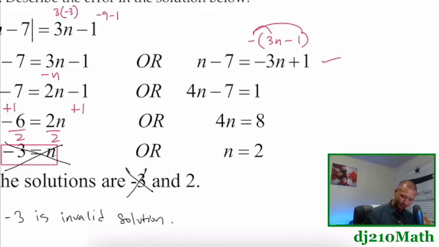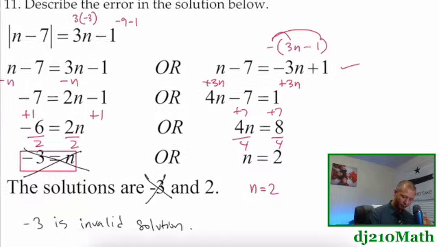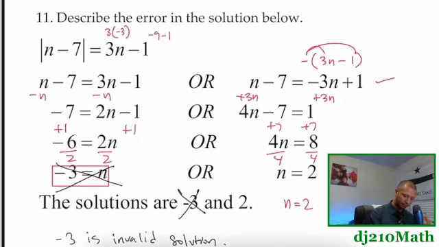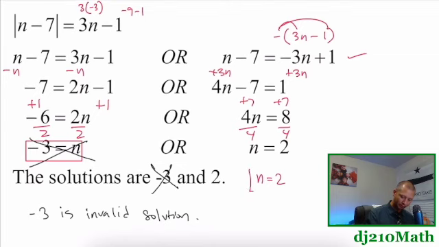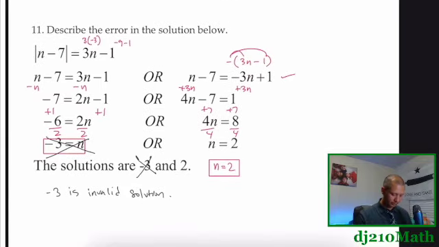All right, on the right, they distributed the negative, okay? And then they added 3n to both sides to get 4n. They added 7 to get 8. They divided both sides by 4. n is equal to 2. Is that true? When you plug in 2, you get 3 times 2 is 6. 6 minus 1 is 5, which is positive. So the only solution to this is n is equal to 2. Right? We learned that this outside part, the answer, quote unquote, must be positive. All right. Good luck, guys.